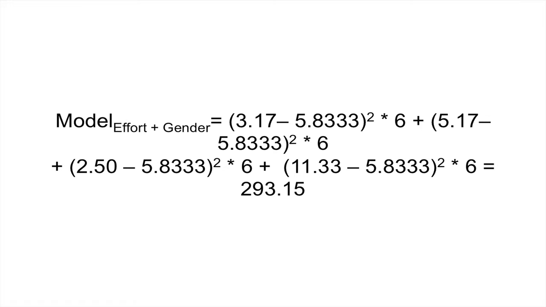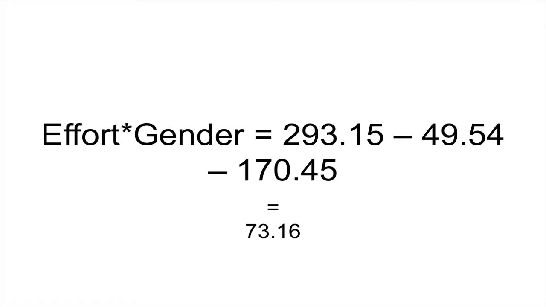because we're getting a bit more specific than when we're just lumping together for the main effects, but we're not including the variability of the third factor yet. We're just looking at two-way interactions, and for that our total amount of variability is 293.15. We can then use the same logic to take away the relevant main effects from that, so the effect of effort and the effect of gender, and be left with 73.16.